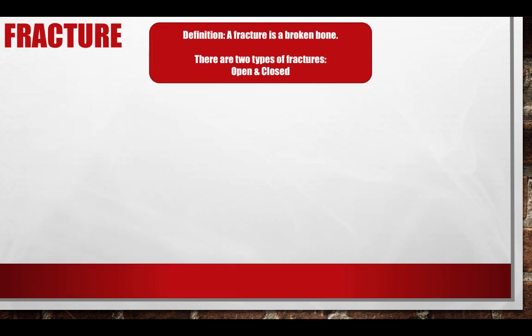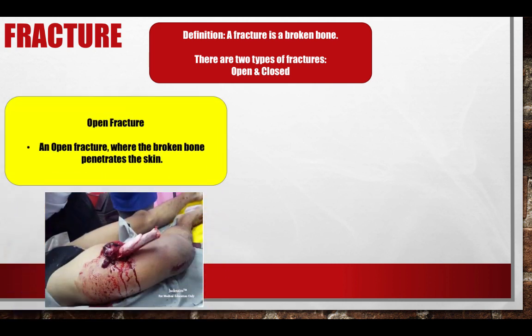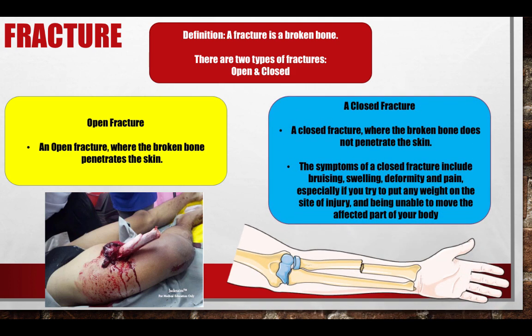Fracture. A fracture is a broken bone. There are 2 types of fractures: open and closed. Just to make you aware, the following pictures are a little bit graphic. Open fracture: an open fracture is where the bone penetrates the skin, and a closed fracture is where the bone does not penetrate the skin. The symptoms of a closed fracture include bruising, swelling, deformity, and pain, especially if you're trying to put weight on the site of the injury. For an open fracture, the symptoms are quite obvious as the bone will be penetrating the skin.